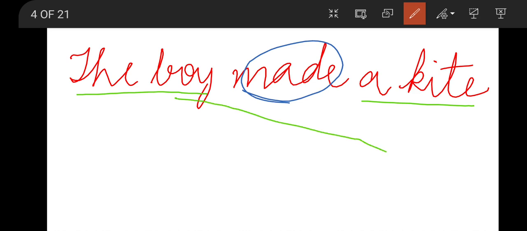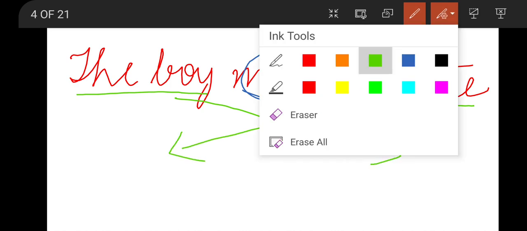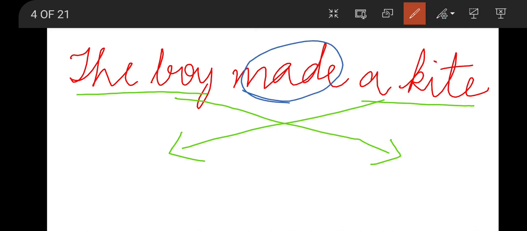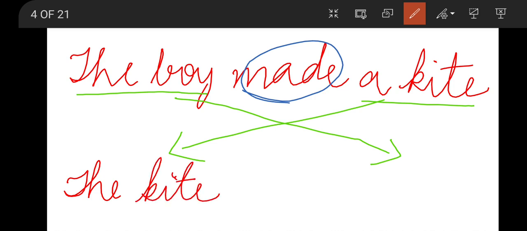So my subject gets changed to my object, and my object gets changed to my subject. Let me just write it in a proper manner. The kite and the boy. Okay, I have made that in this manner. Now what about my verb? What changes are to be done in the verb? My verb will be in the same tense as I told you, was.